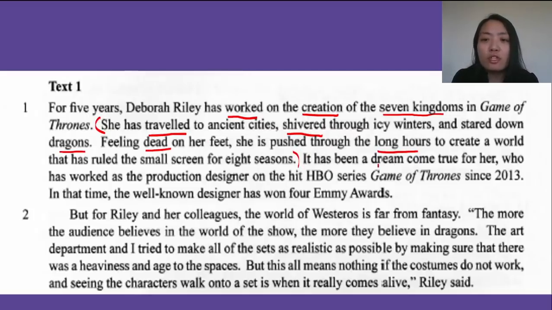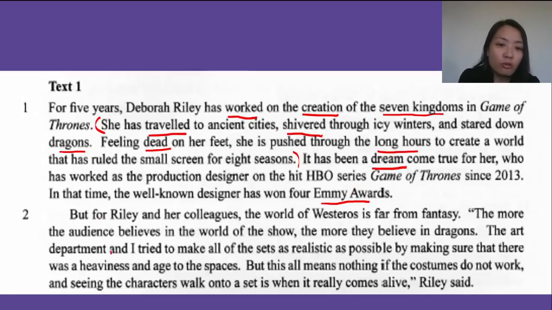And it has been a dream come true for her. Okay, what kind of dream? She has worked as the production designer on the hit HBO series Game of Thrones since 2013. So we know it's been difficult, but it's still a dream come true for her. And in that time, the well-known designer has won 4 Emmy Awards. So basically from this first part, we know that she worked on Game of Thrones, and it's not been very easy for her, but it's still a dream come true.